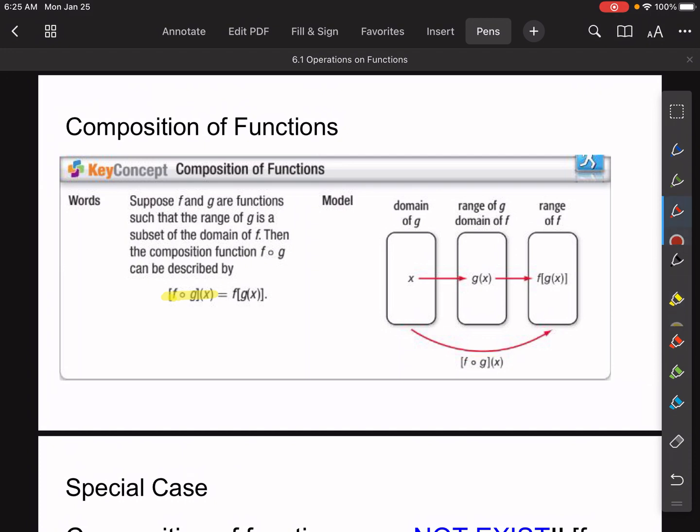I want you to notice something here. When you see this type of notation, what it means is we're taking the g function, this is the thing you need to take away from this, and we're putting it into the f function. So we're going to evaluate f, but we're going to evaluate it at g of x. Take the g function and plug it into f. Always take the second piece and plug it into the first.